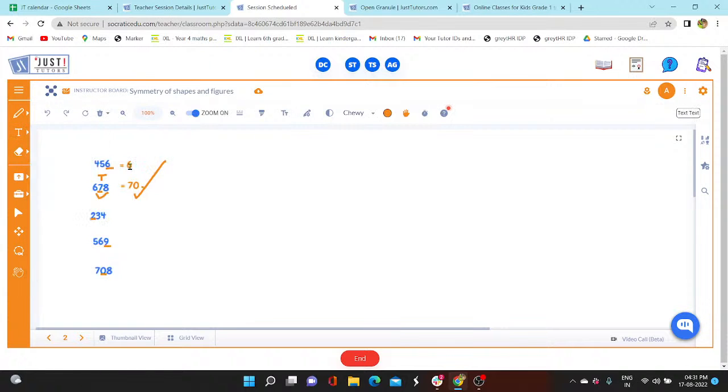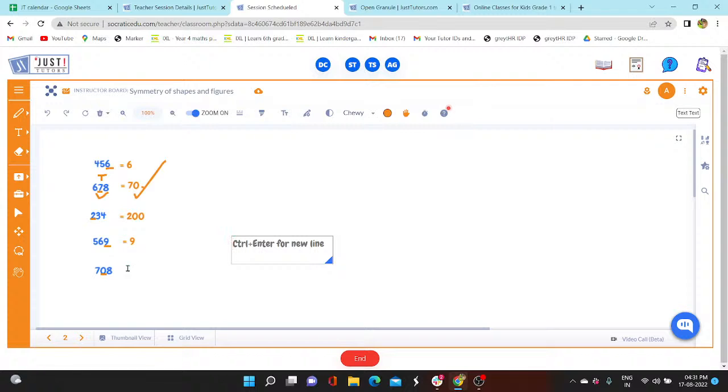Now the next number, the place value of the digit 2 in the number 234 is 200. Why? Because 2 lies in the hundreds column, so we would add 2 zeros after 2, and that would be 200. Now the next one, the place value of 9 in the number 569 is just a 9, because 9 is in the units place, in the ones place.